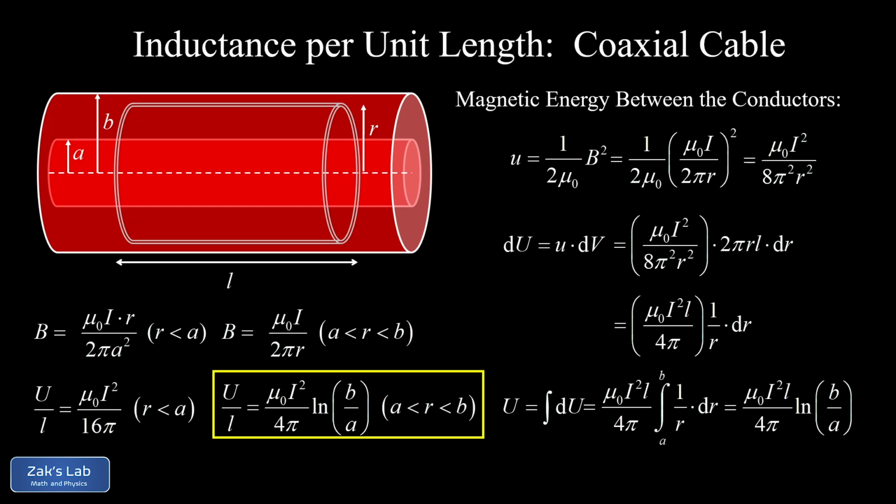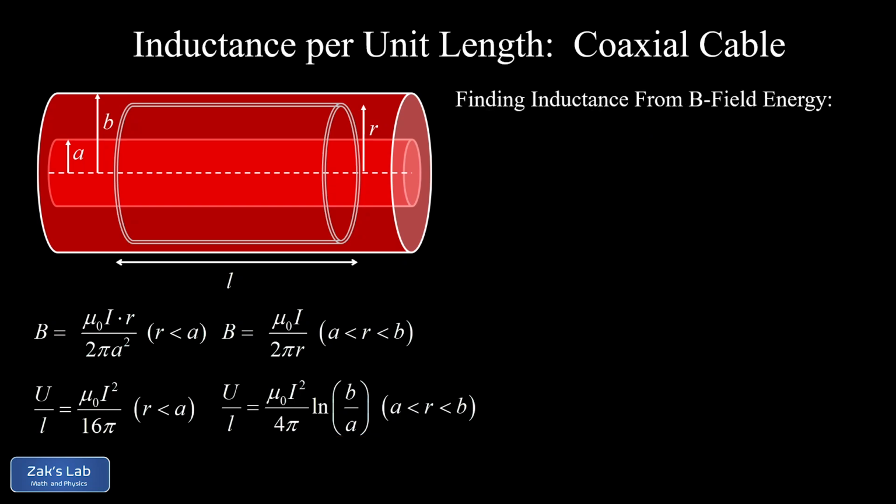So now we're ready to take our energy per unit length in these two different regions and use it to find the inductance per unit length of the cable. So remember, we turned around the formula for inductor energy to obtain a formula for the inductance per unit length in terms of field energy per unit length. And it turned out to be this. The inductance per unit length is 2 over I squared times the energy per unit length.